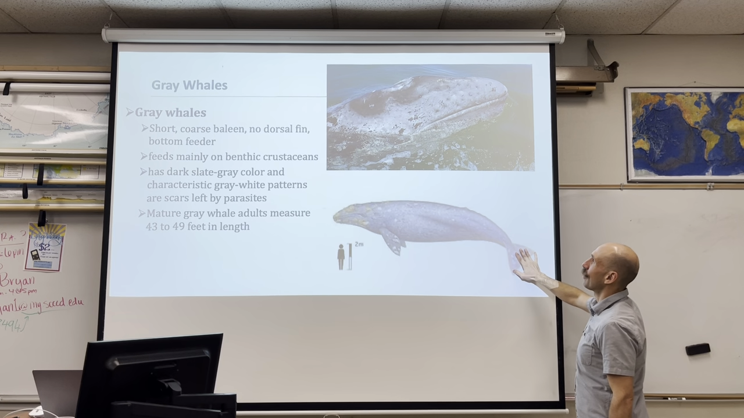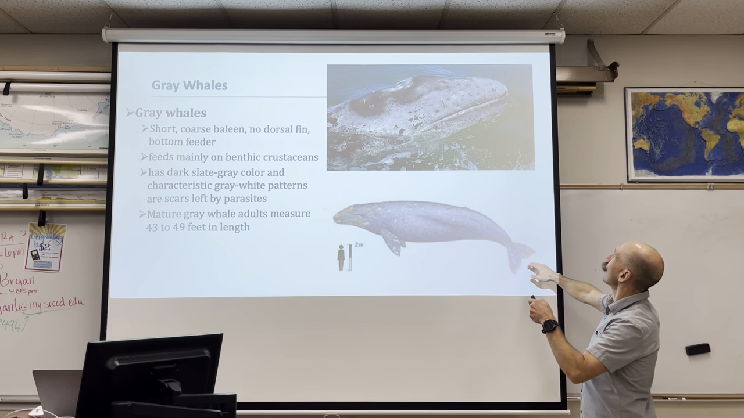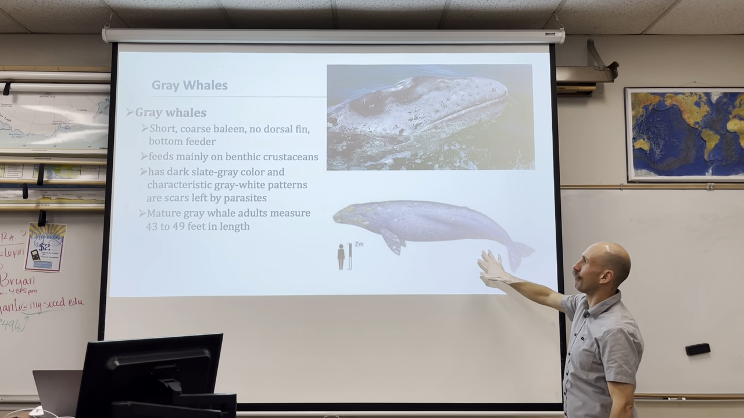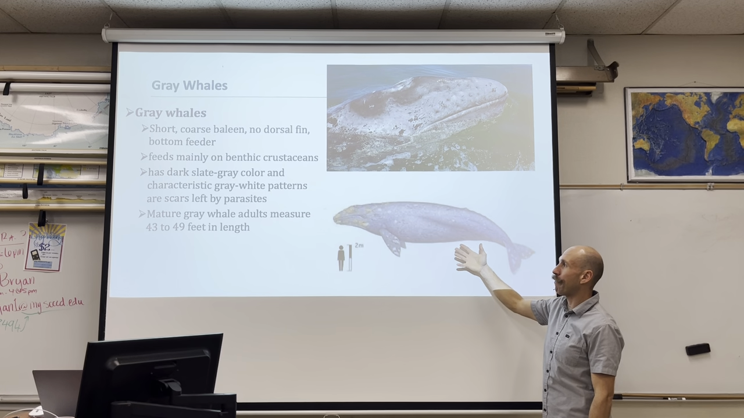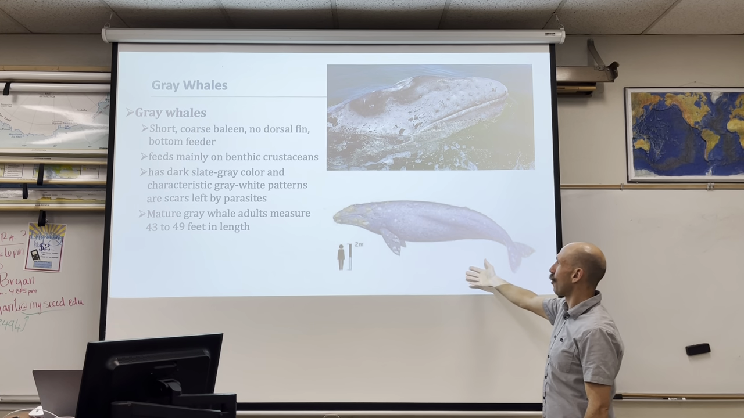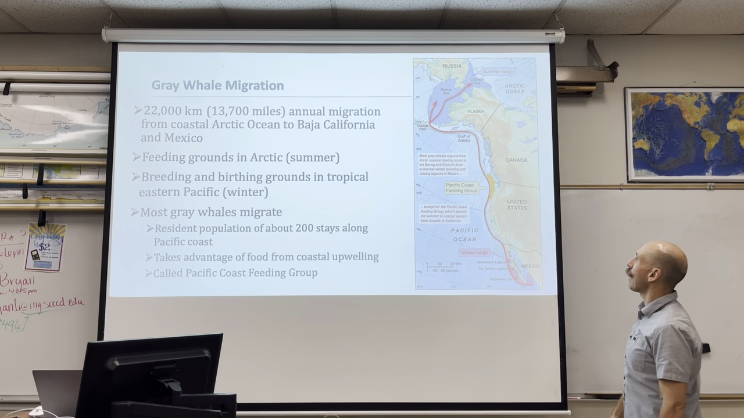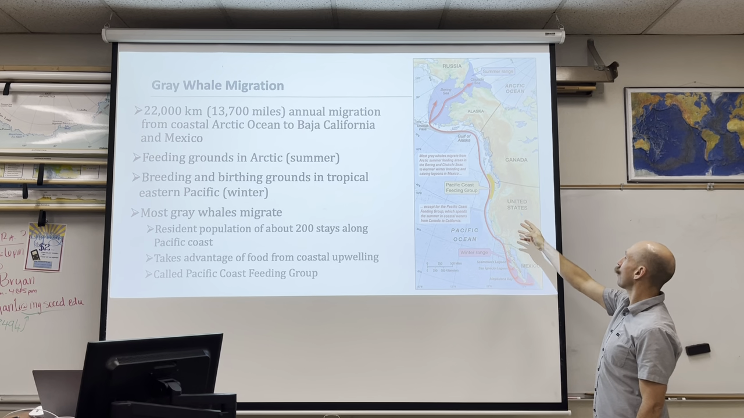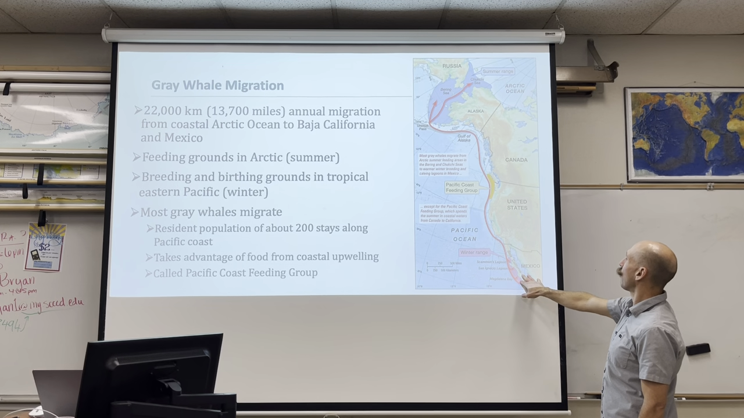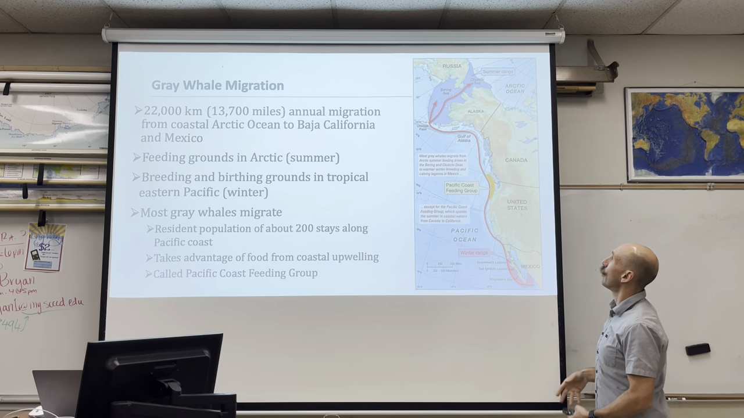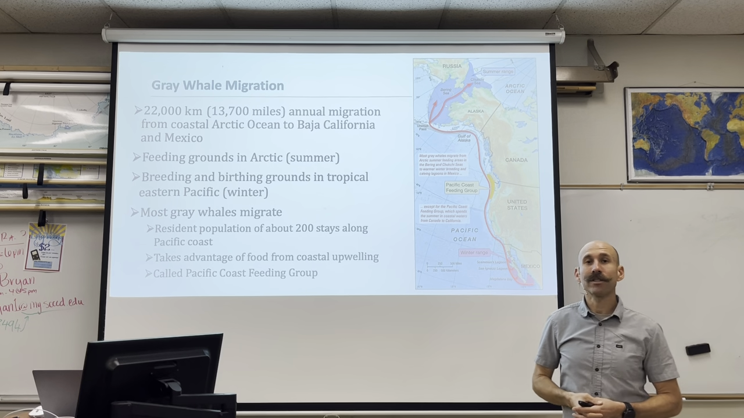Gray whales, baleen whales, they've got spots, they're pockmarked all over them, which are scars that are left by parasites. These can grow pretty big, 43 to 49 feet when mature, and have an excellent migration from down on the Gulf of Mexico up to the Arctic Ocean every summer.